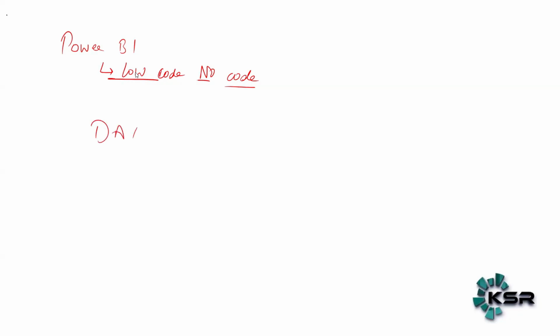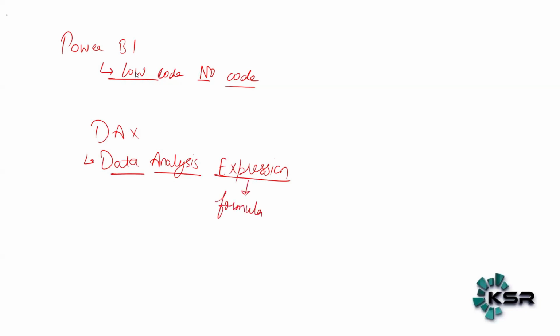DAX stands for Data Analysis Expressions. This is the way we will be writing various expressions in Power BI. Programs are a different thing and expressions are a different thing. Expressions are similar to formulas. So we will be writing various formulas in Power BI, and the syntax that we will be using is called DAX. Got it?